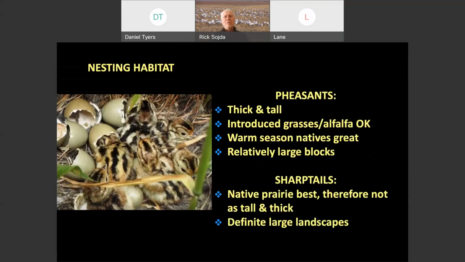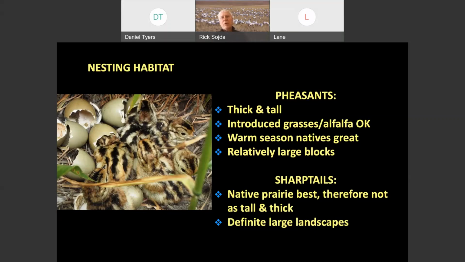Nesting habitat for pheasants should be thick and tall. Introduced grasses and alfalfa is okay. Warm season natives are great. This isn't obviously tall grass prairie here, like I have back in the Dakotas and Iowa, Minnesota and such. But still, we have some of that in this planting here. Indian grass, big bluestem, some of those. They make great nesting cover for pheasants, particularly if combined with some forbs of some sort.